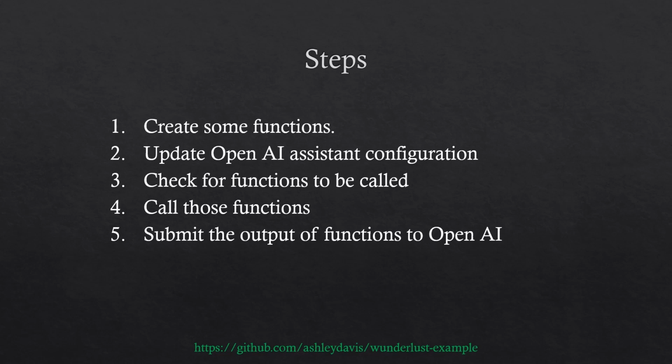Next, we need to add metadata for these functions to the chatbot configuration in the OpenAI portal. And then we're going to start updating our code, and in the event loop for our chatbot, we're going to check during a conversation with the chatbot when the functions need to be called. And then we're going to call those functions and they'll do what they do and they'll return some outputs. And finally, we're going to submit those outputs to OpenAI.